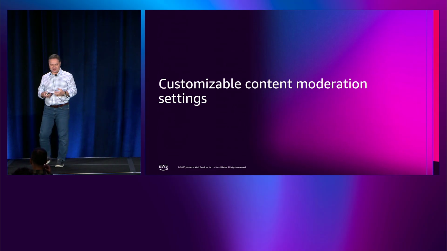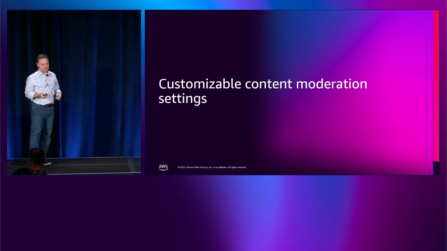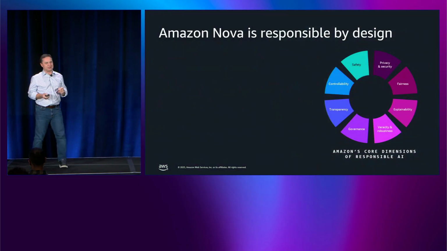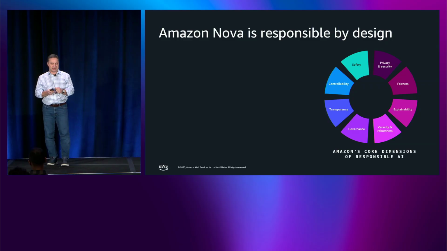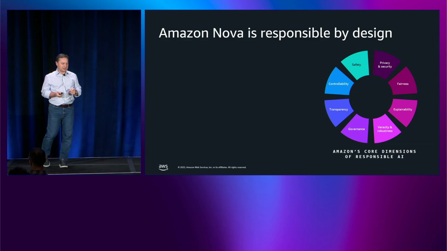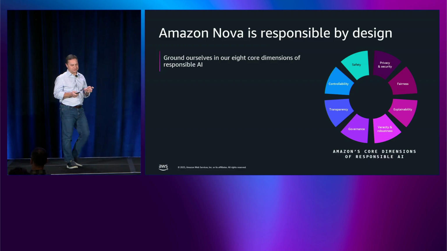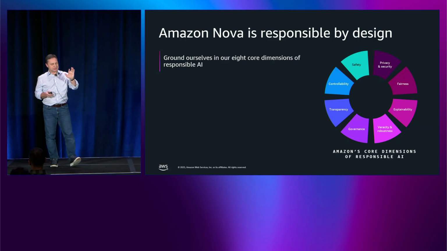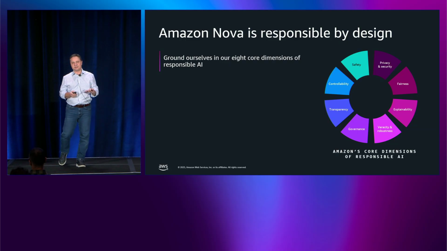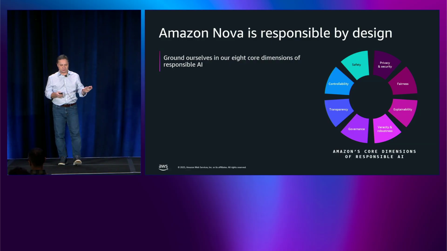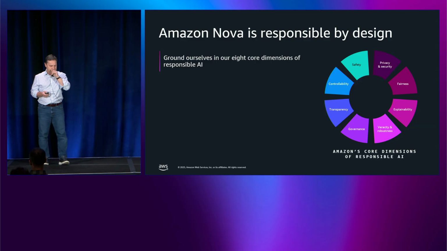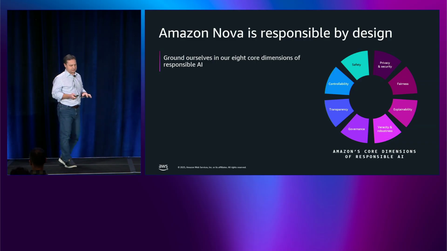And before we dive deep into the solutions, I think it's worth highlighting a little bit about Nova's responsible AI architecture. First, I want to highlight that we are responsible by design. We ground ourselves in the 8 core dimensions of responsible AI. There are science papers about this. I think the most important thing to remember are these dimensions around safety, privacy and security, fairness, explainability, and so on. I'll show you how we can customize these later on, but keep these in mind. This is really how we design our models.